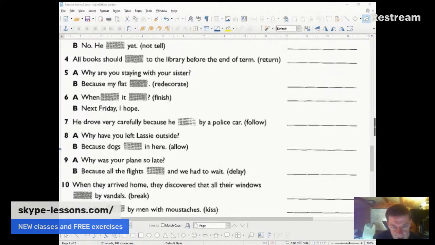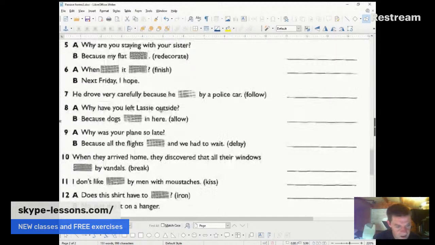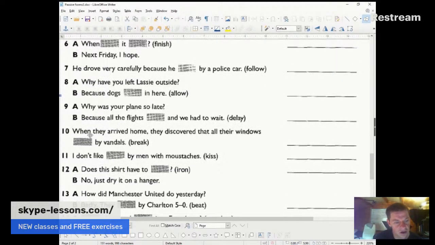When they arrived home, they discovered that all their windows... Now, surely we're talking about something that happened before they arrived home. Before they arrived home, all their windows had been broken. Again, 3 words, guys.